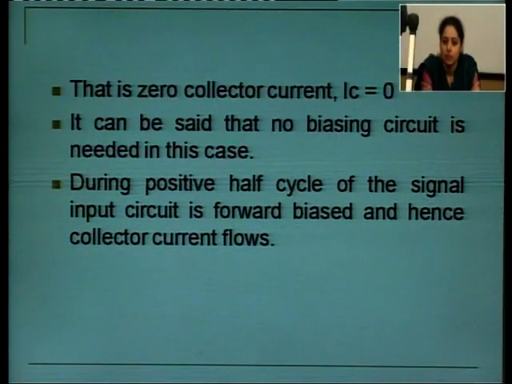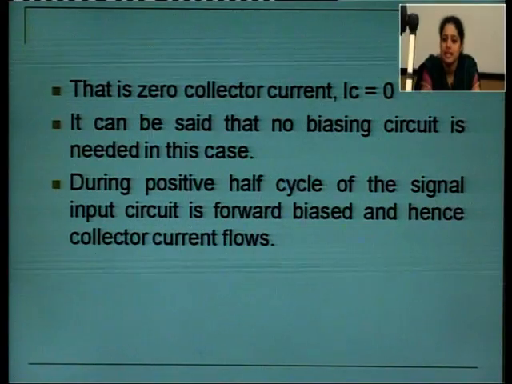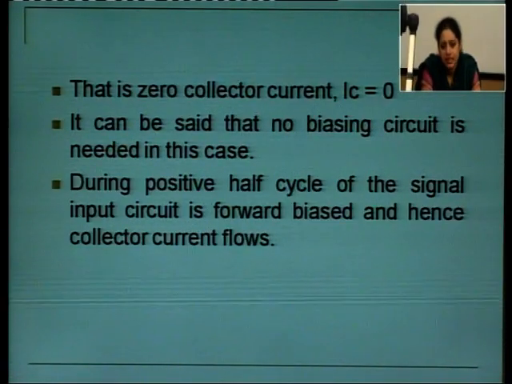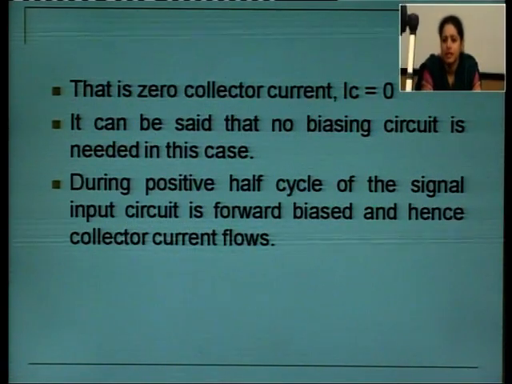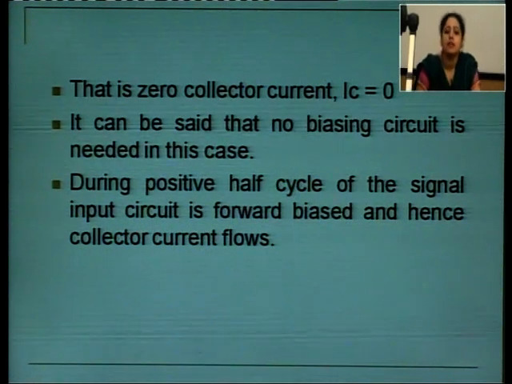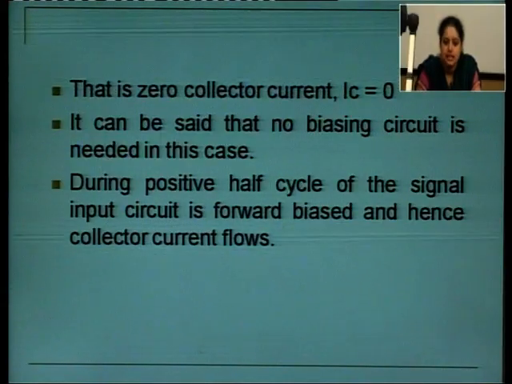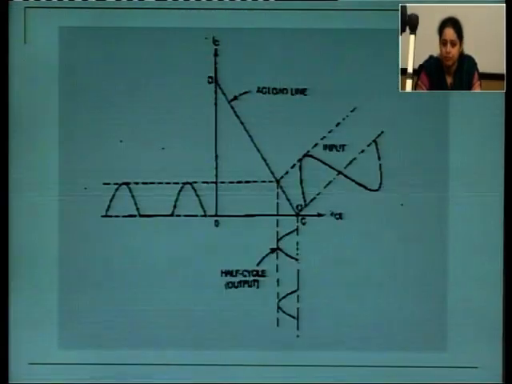IC is equal to 0 if you are pointing it at the collector cutoff voltage where the IC is equal to 0. It can be said that no biasing circuit is needed in this case. Why is no biasing circuit needed in this case? Because you are not dealing with any value of current here. Your IC is equal to 0. During the positive half cycle of the signal, the input circuit is forward biased and hence collector current flows.